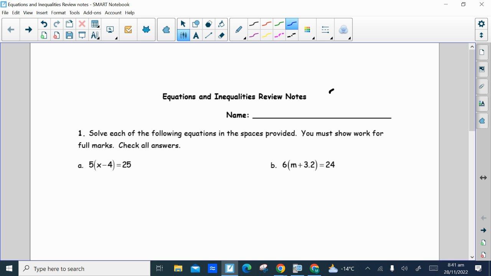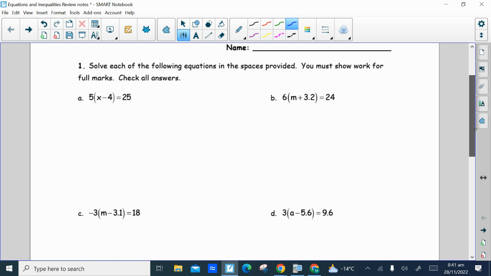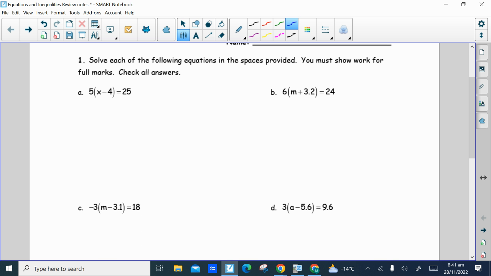So for question number 1, there's a couple different ways we could do this. I would probably start by multiplying the brackets out because this always works. But in this case, you could divide both sides by 5 because on the left side, 5 is a factor. It's 5 times x minus 4. And the right side is also divisible by 5. So if you do that, it actually saves you a step. And we can only do this because both sides are divisible by 5.